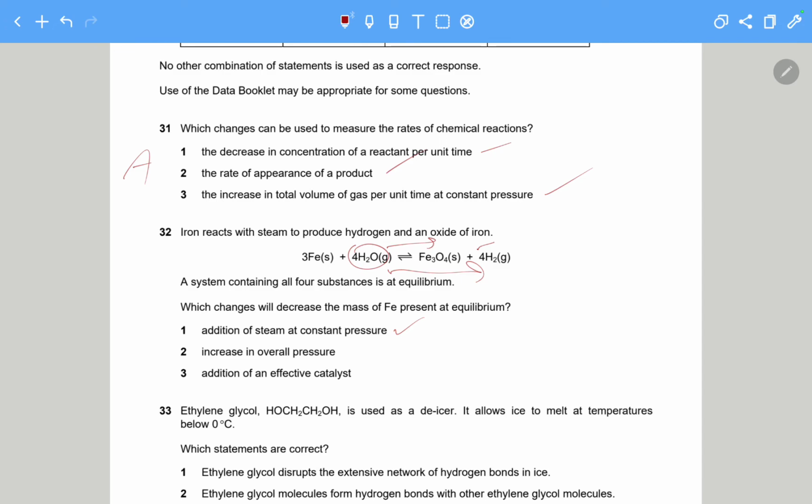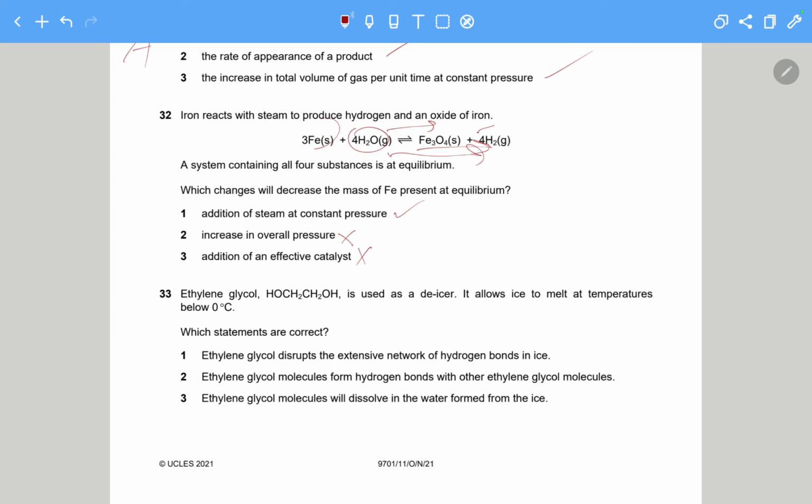Increase in overall pressure. So the same moles of gas on both sides, so the pressure will remain the same, and therefore this is not correct. Addition of an effective catalyst does not affect equilibrium, because a catalyst speeds up both the forward and the reverse reactions. So this also does not affect the mass of Fe present at equilibrium. So when we add more water, the H2O, more Fe will be consumed to make more products. So that's why the mass of Fe will decrease.